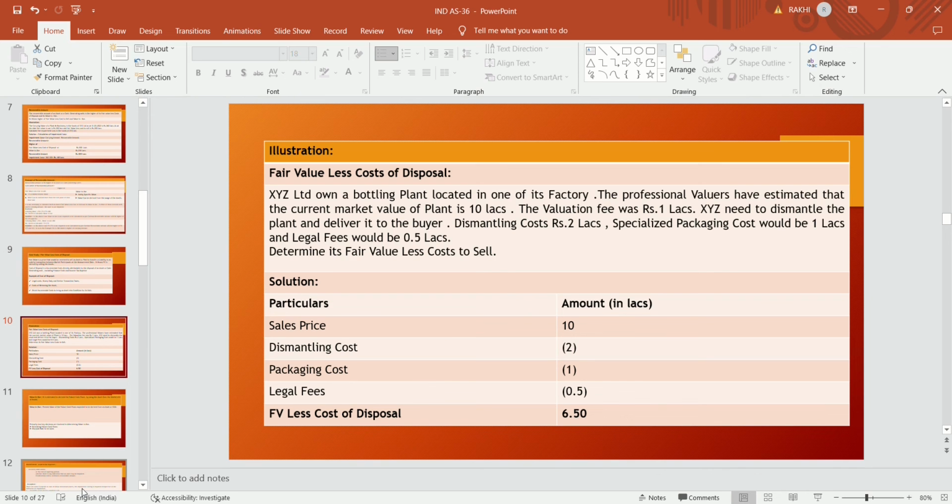So what are the costs of disposal? Dismantling cost, specialized packing cost, and legal fees, all these are costs of disposal. So fair value less cost of disposal is 6.50, that is 10 lakhs minus dismantling cost 2 lakhs minus packaging cost 1 lakh minus legal fees 0.5 lakhs. So fair value less cost to sell is 6.50 lakhs.